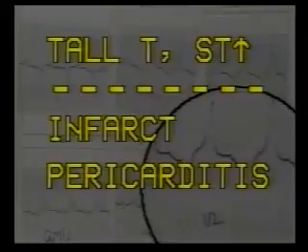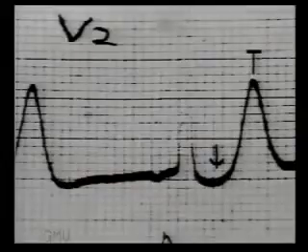This is another ECG of hyperkalemia. Note the tall peaked T waves more than 10 millimeters high in all the leads. Tall T waves with elevated ST segment are seen in two conditions which we have already studied. Number 1, acute myocardial infarct on the first day, and acute pericarditis when seen in all leads.